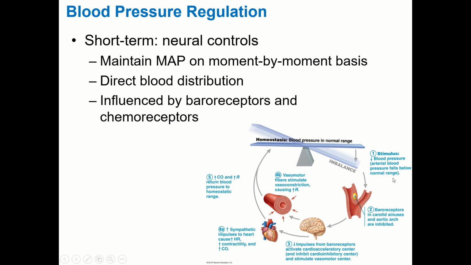So blood pressure drops, we're not getting any stretch there in the baroreceptors, and so then we can activate the sympathetic side. So then that's going to increase heart rate, increase blood pressure, and then we're going to cause sympathetic vasoconstriction. So then that increases resistance of flow, that increases our blood pressure.